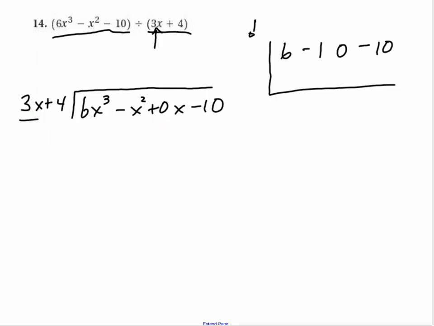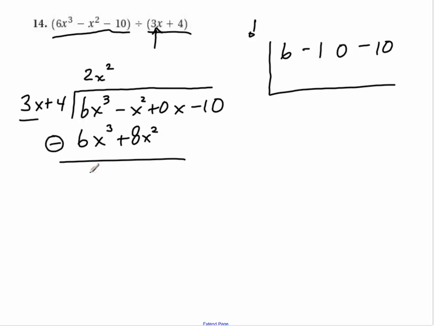Then you take the first term here, don't worry about the 4 for now, and divide it into the first term here. So 3x into 6x cubed goes 2x squared times. Then I multiply this by this, and of course I'll get 6x cubed, but then I'll also get plus 8x squared.